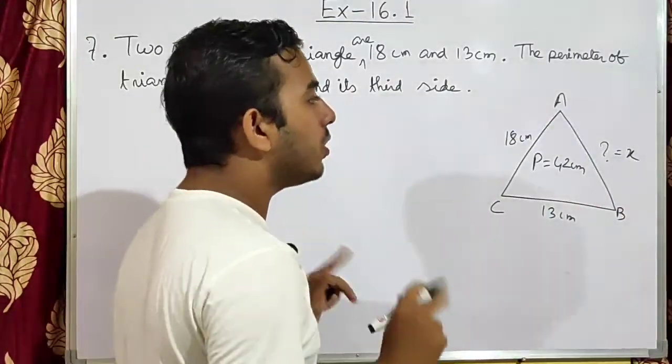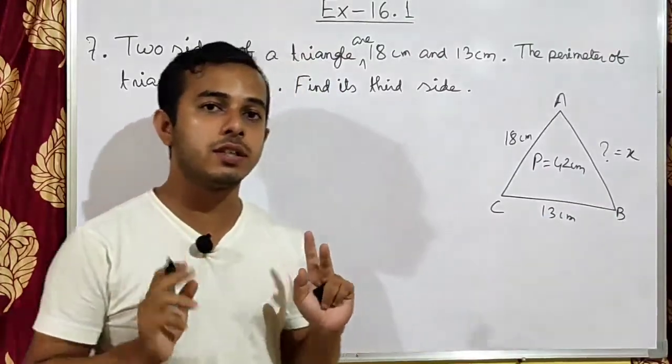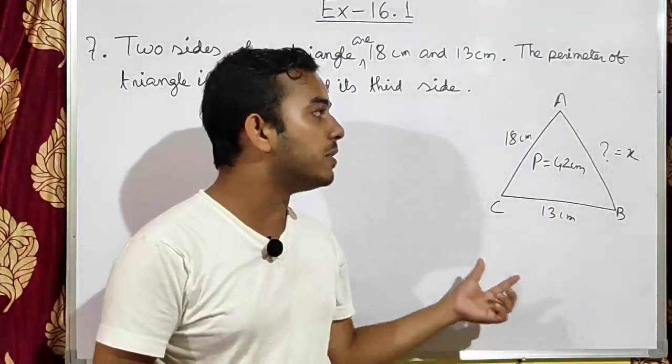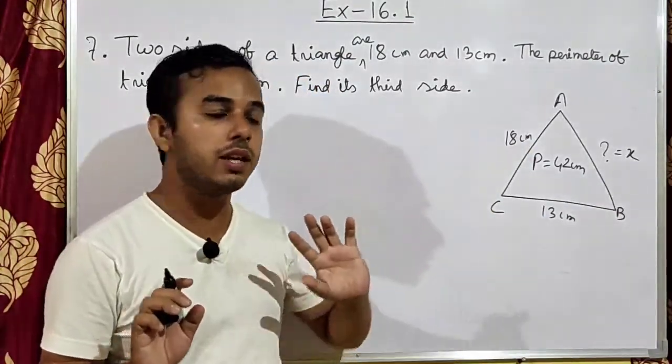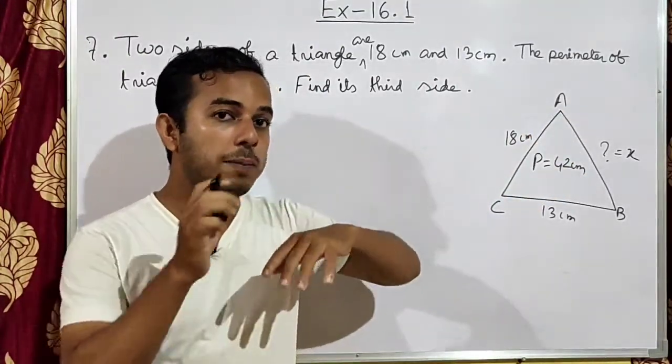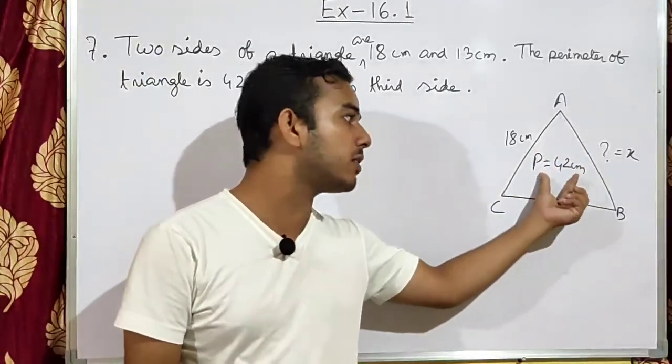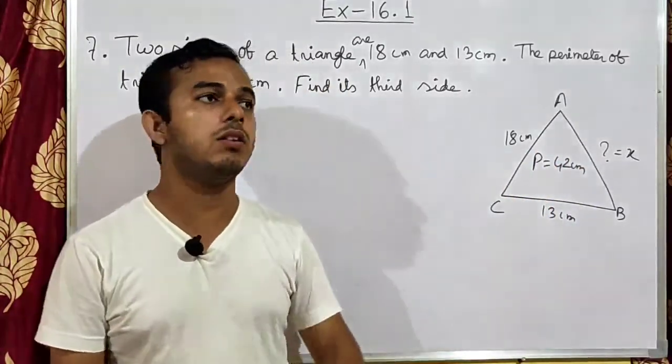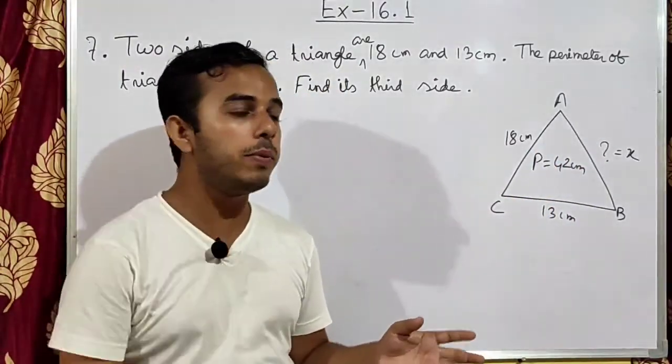Now we know perimeter is what? Perimeter is sum of all the sides, right? That is sum of AB plus BC plus CA. We know it. Clear? But here this total sum is given, how much? That is perimeter is given how much? 42. Clear? Okay. Now it will be very much easy, right?